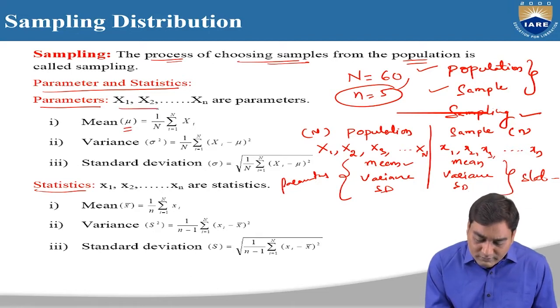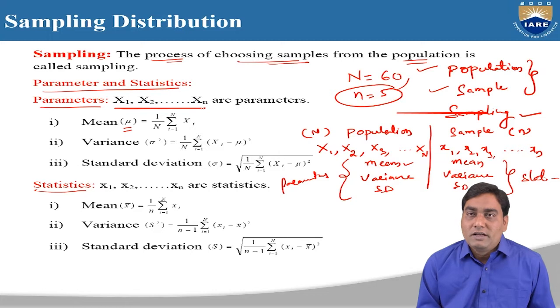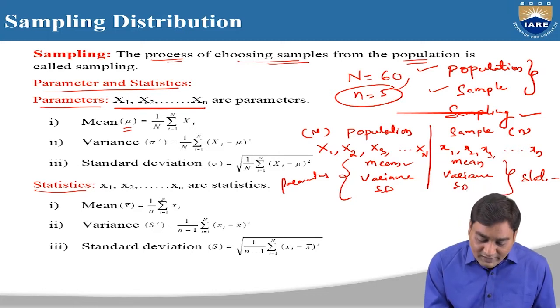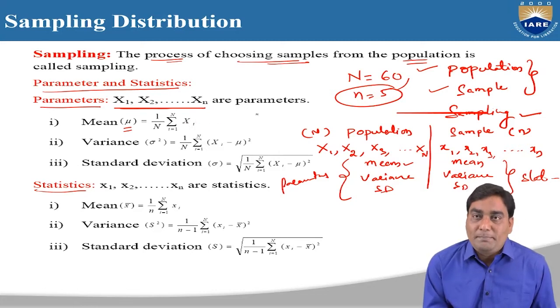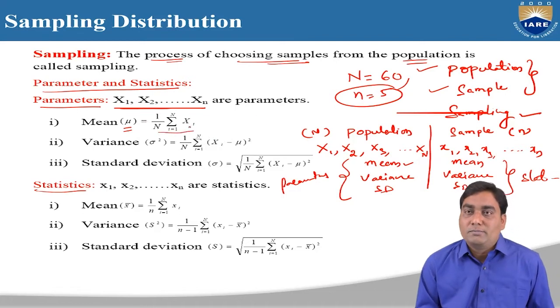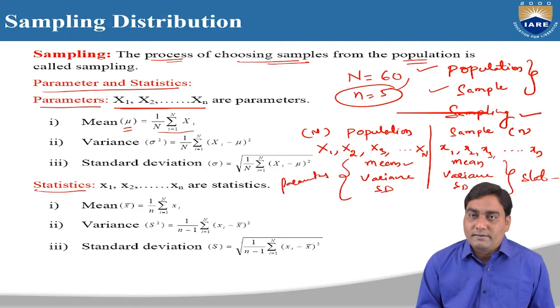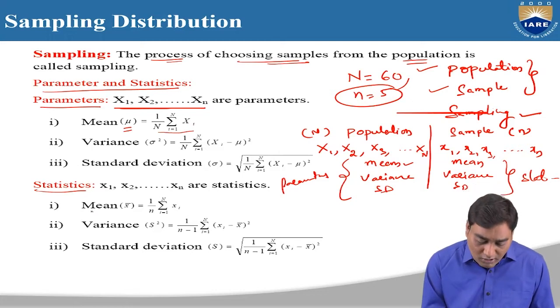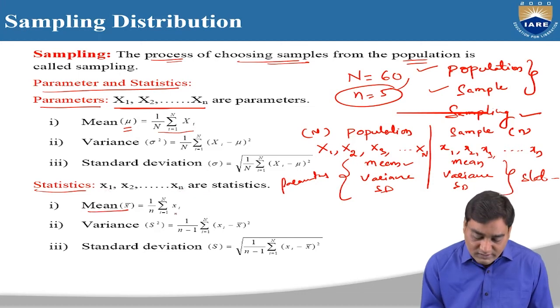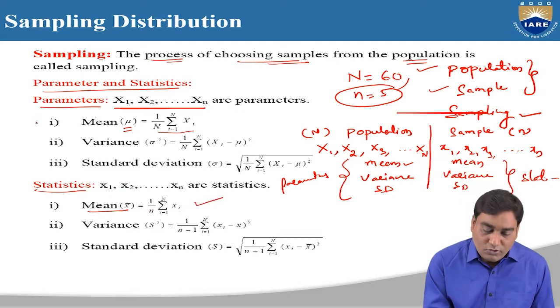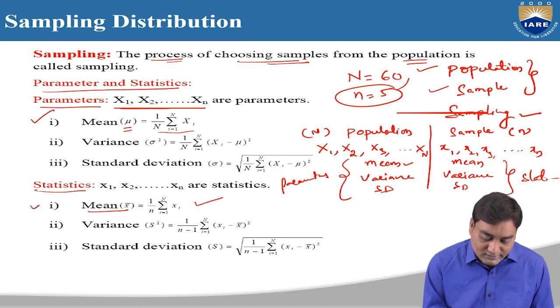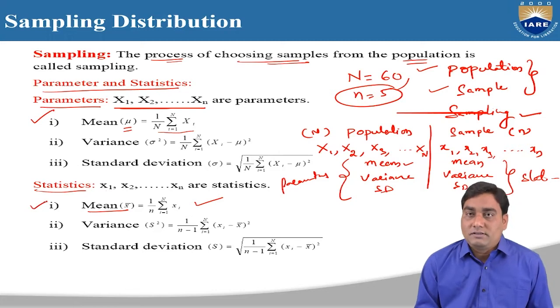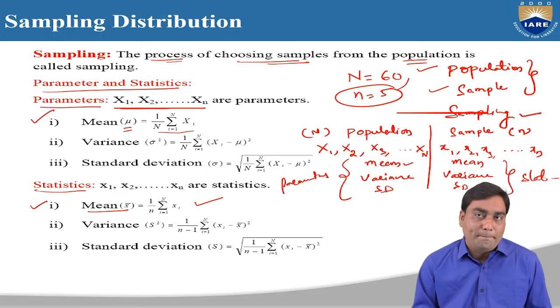Mean of population, symbol is mu. Mean means average. We can add x1 plus x2 plus x3 plus xn divided by capital N. We can symbolically write it as 1 by N into sigma i equal to 1 to N of xi. Now coming to the mean of sample, here we have small x1 to small xn. The average of this one is 1 by small n sigma xi. This is called mean of the population and this is called mean of the sample.